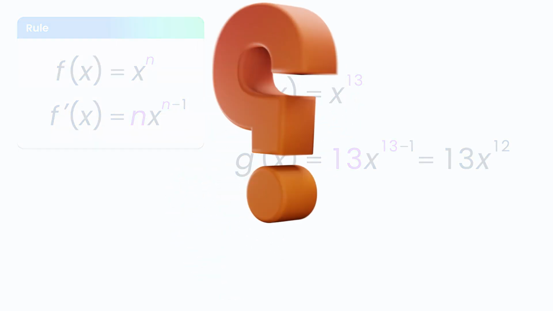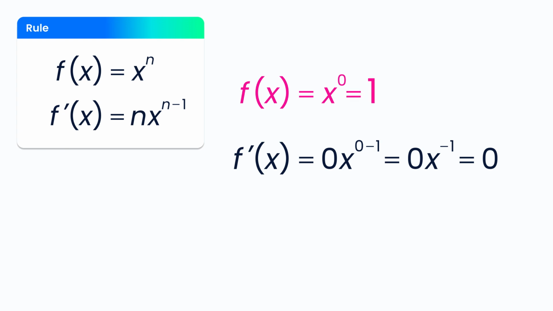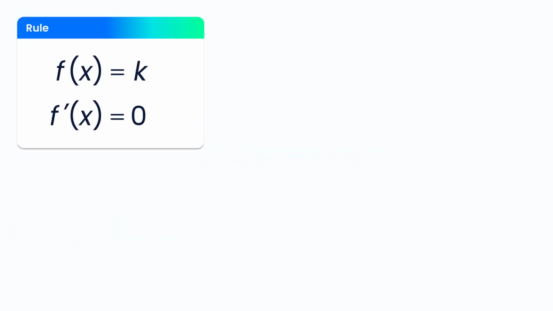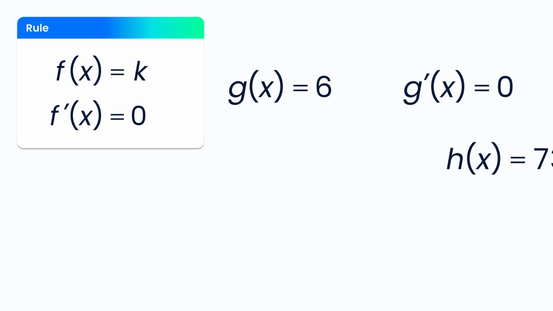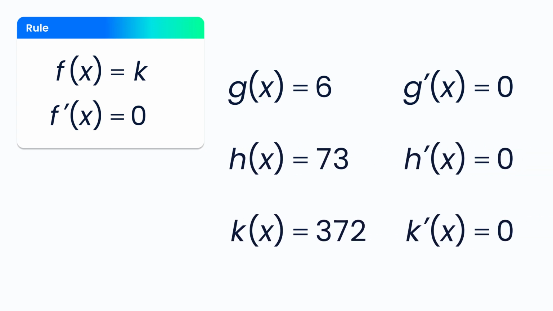But what happens if n equals 0? Then, as the exponent appears in front of the power function, you end up multiplying by 0. You probably noticed that x to the 0th power is 1, so the derivative of 1 is 0. This happens to be the case for all constant terms. The derivative of a constant term is always 0. At a later stage, we will show you why.